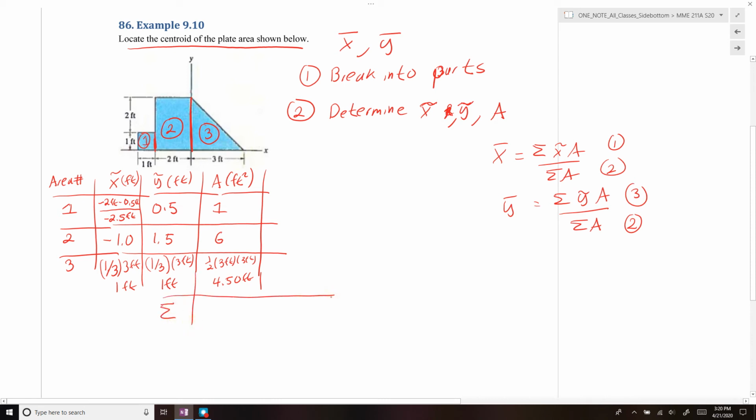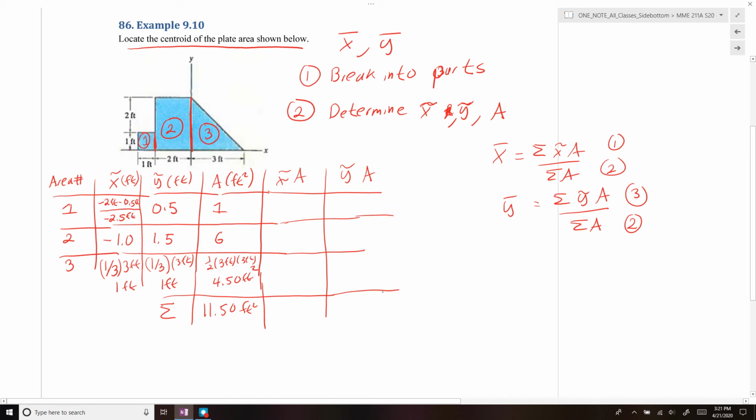So if we sum up the area, we can determine the total area. That would be equal to 1 plus 6 plus 4.5, which would be equal to 11.50 feet squared. Then for x tilde times a, we have to do some multiplication, and the same thing for y tilde times a.